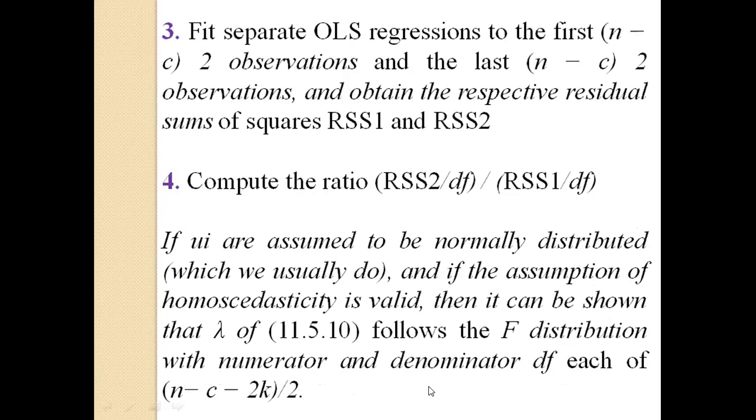Then the third step is to fit the OLS regression, first on the first (n minus c) by 2 observations, and second on the last (n minus c) by 2 observations. As I told you, when the data is divided into two parts, we first run the first part and then run the second part. Then obtain the respective residual sum of squares, that is the RSS. Residual sum of squares is nothing but the errors sum of squares.